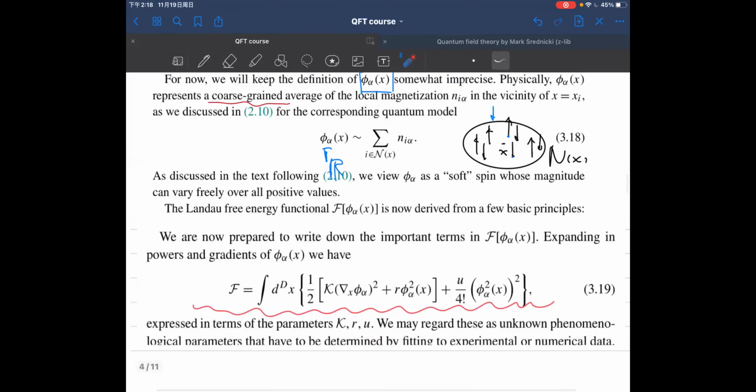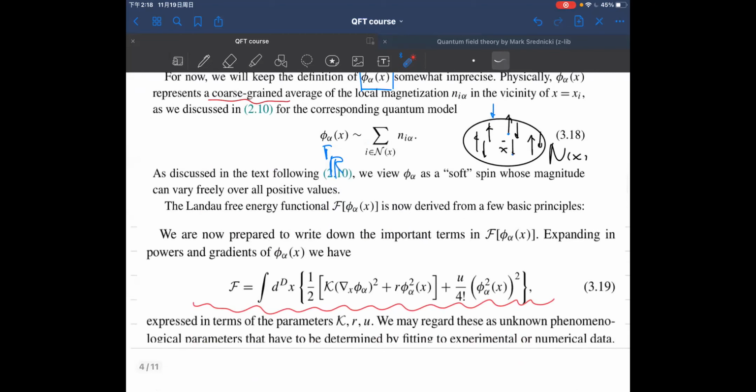It is just something you guess, then you fit it. It is just something like fitting. So you just guess the shape, the expression of the free energy. But the only requirement is that the free energy should satisfy the same symmetries of the original system.